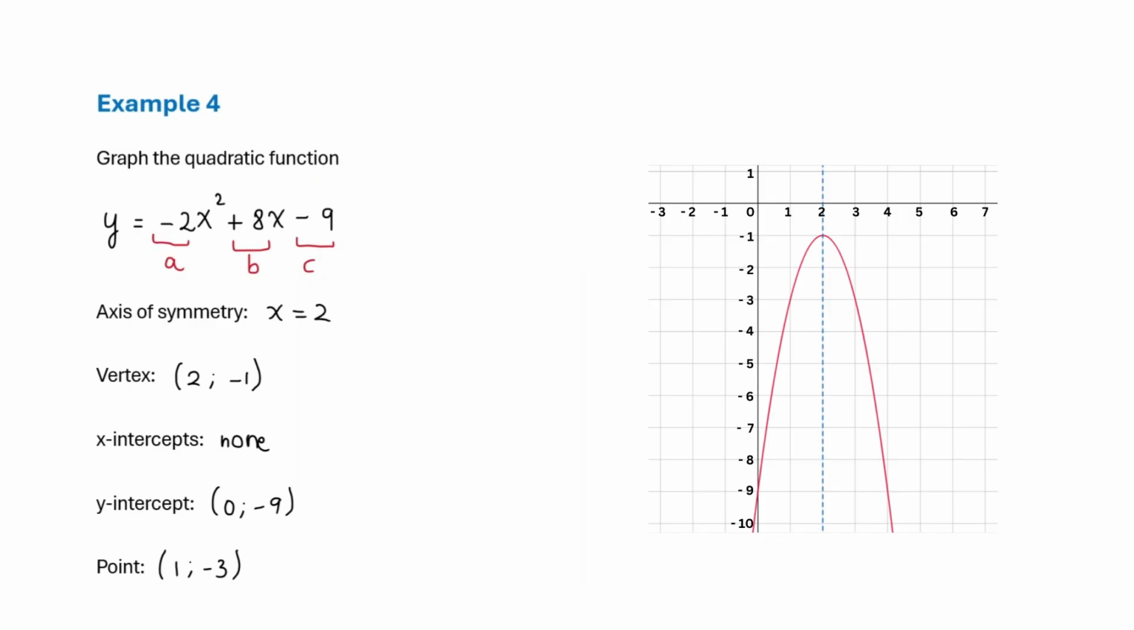So that's how you graph a quadratic function using the vertex, the axis of symmetry, and the intercepts. The only formula you really need to memorize is the axis of symmetry. The vertex, the intercepts, and the symmetry of the curve all follow on from there.